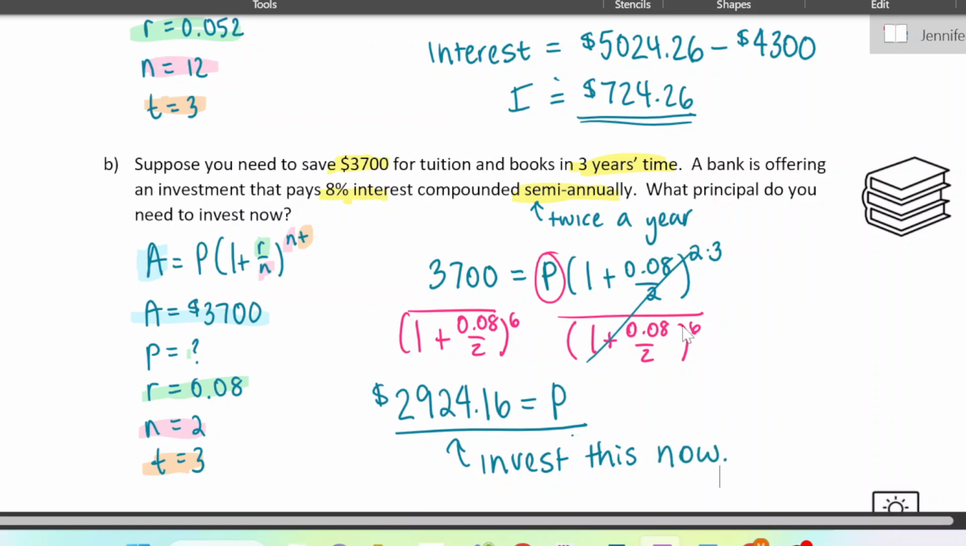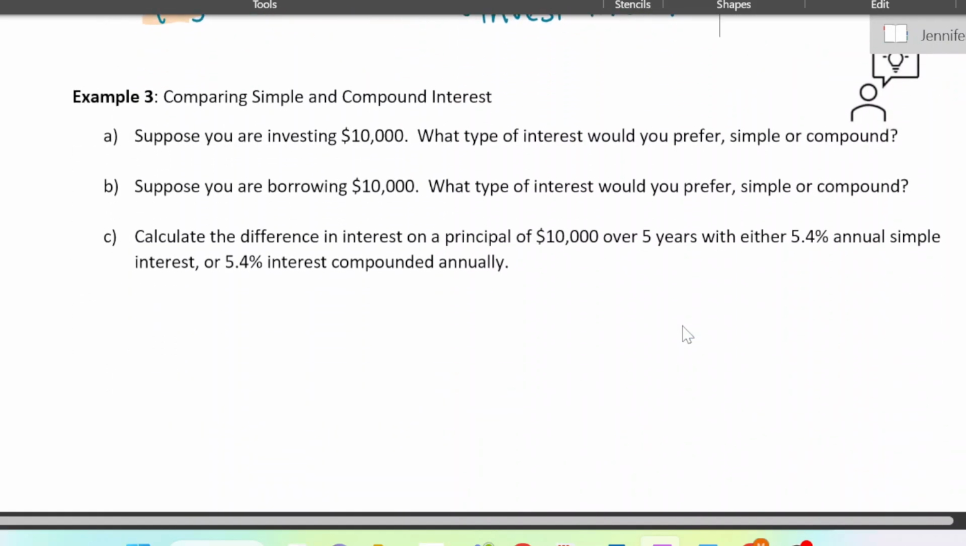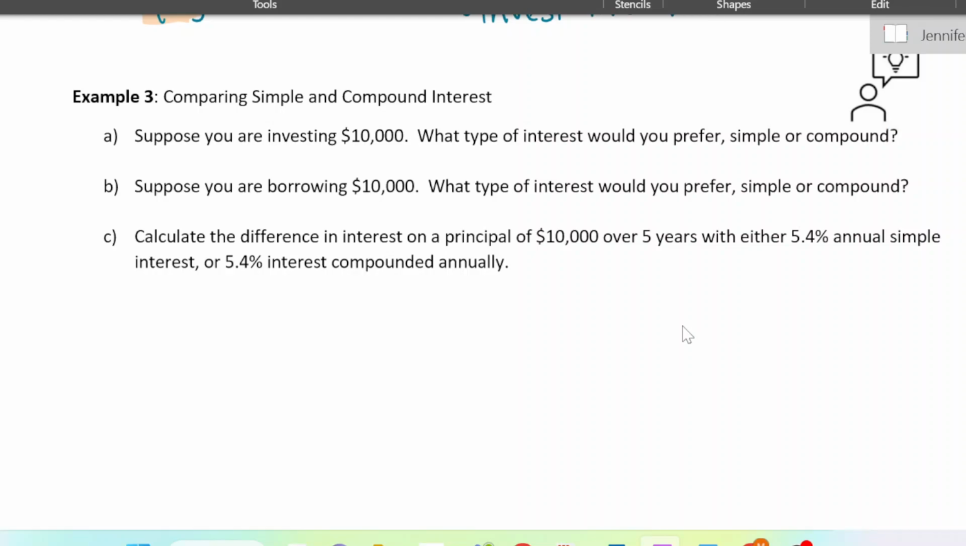Okay, one final example here. It says compare simple and compound interest. So now we're going to compare the two and see which one's different, which one's better. So it says, suppose you're investing $10,000. What type of interest would you prefer? So simple, remember, is going to give you less interest over time. Your money kind of grows linearly like that. And compound interest is going to give you more interest over time. Your money is going to grow quicker.